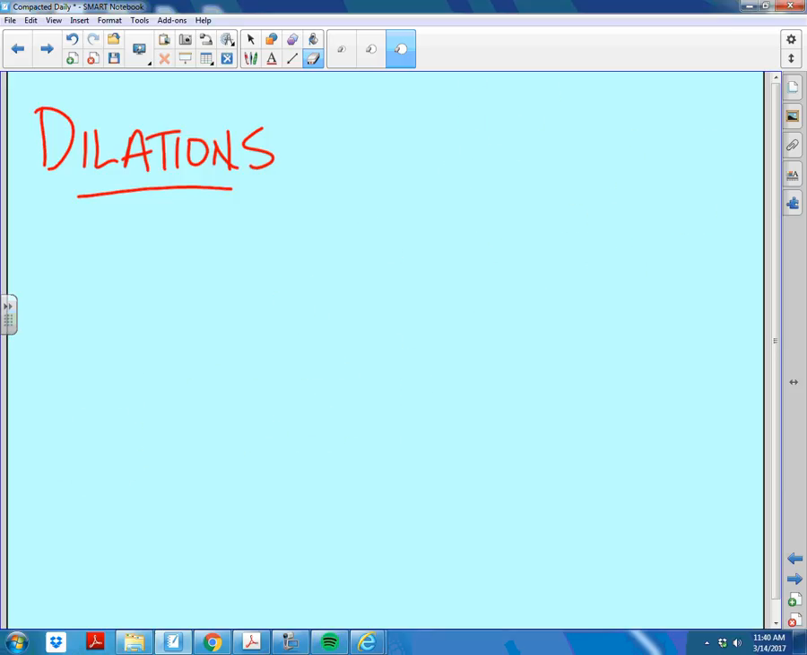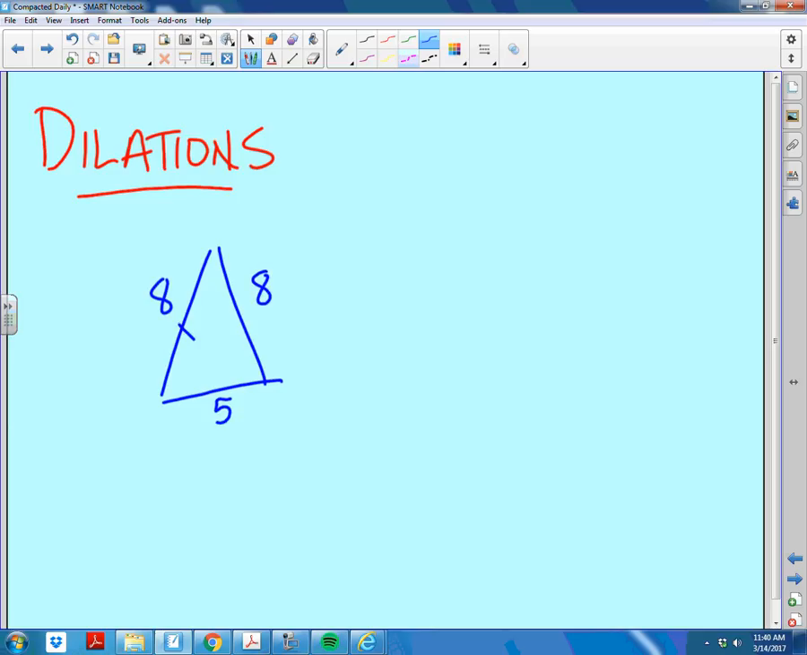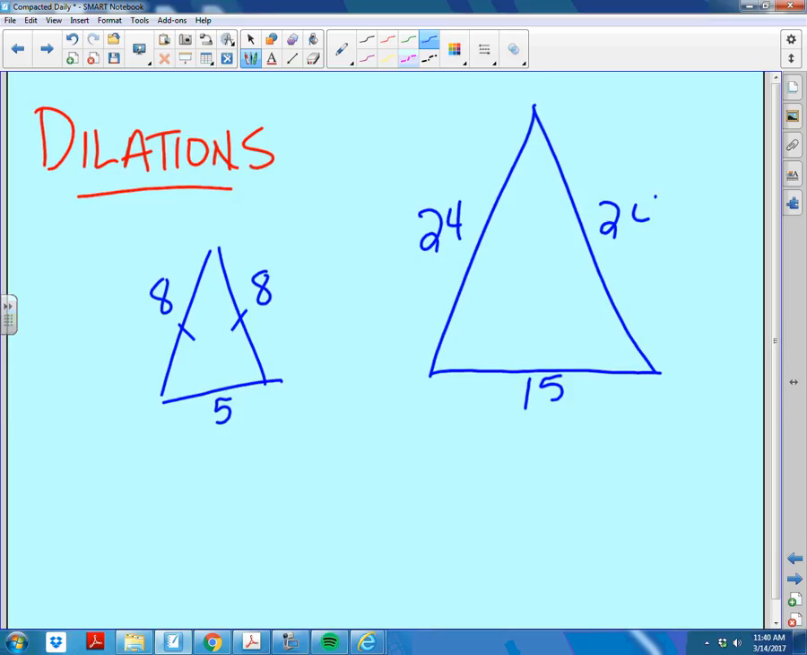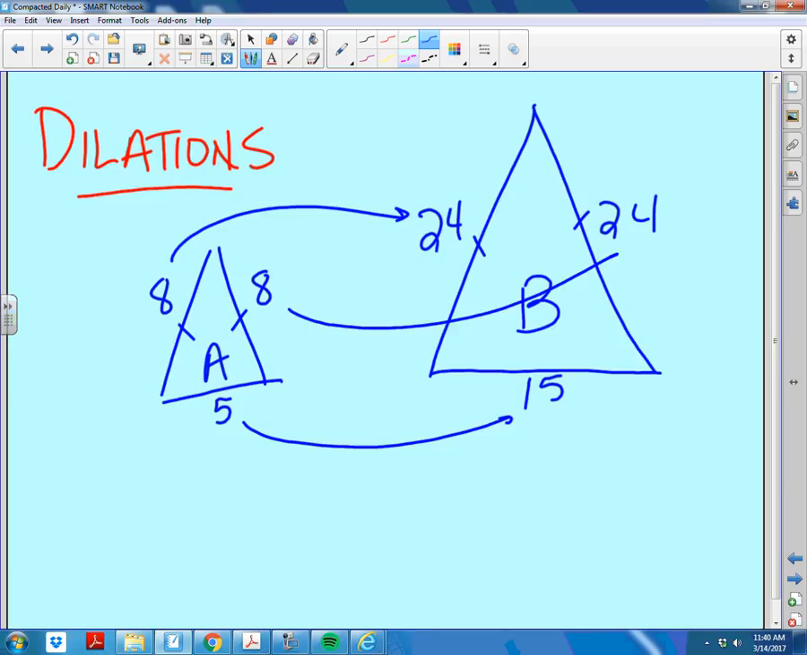And I will tell you the easiest trick in the entire world to find the scale factor. Say we have a triangle whose measurements are 8, 8, and 5. And then I have a triangle that is 15, 24, and 24. This is triangle A, and this is triangle B. And I say, what's the scale factor that changes triangle A to triangle B? Alex, it is 3. Right? Because each side is being multiplied by 3 to get the next size. Agreed? Okay.